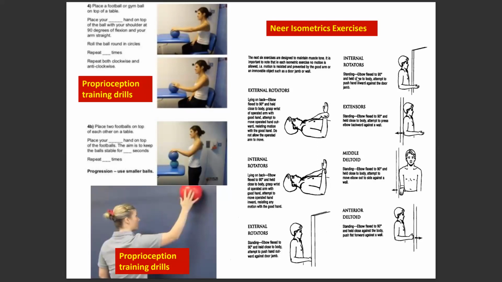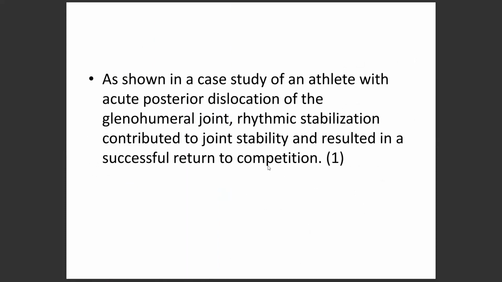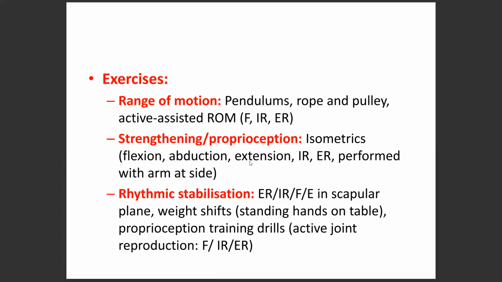These are known as the near isometric exercises, and most of them are for the muscles of the shoulder girdle. As shown in a case study of an athlete with acute posterior dislocation of the glenohumeral joint, rhythmic stabilization contributed to joint stability and resulted in a successful return to competition. That's why rhythmic stabilization should be made part of this protocol in the initial phase.